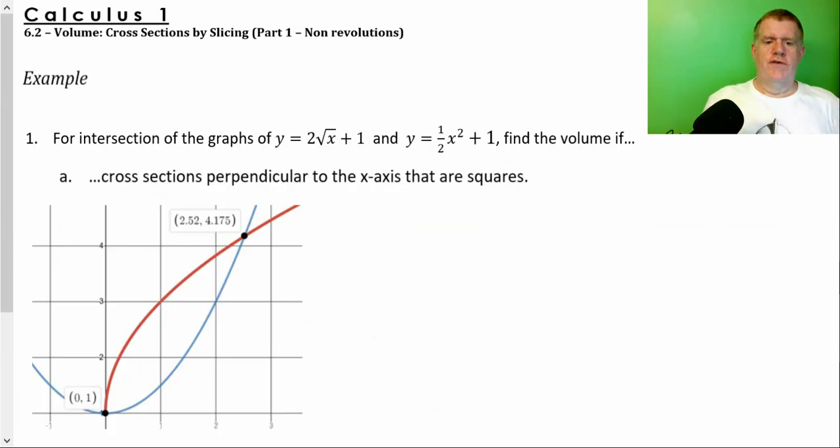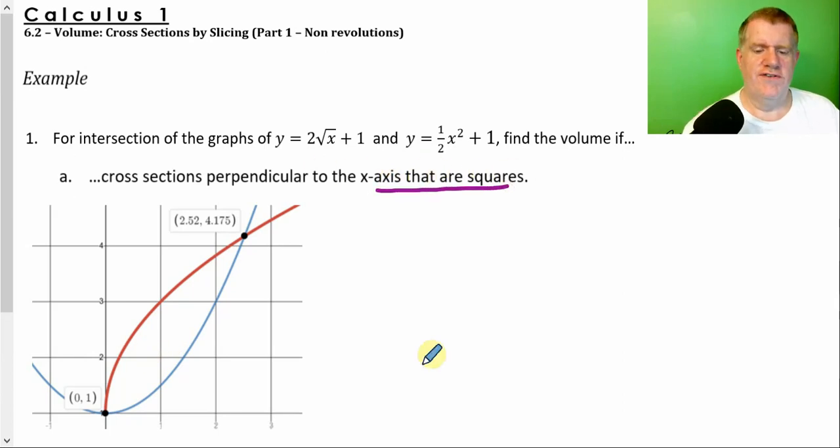All right, I've given you two graphs. y equals 2 roots of x plus 1 and y equals 1/2 x squared plus 1. They are graphed right here, and I have given you their intersection points. Question: what's the volume if the cross-sections perpendicular to the x-axis are squares? Now I'm saying the x-axis, and there's a reason I'm doing the x-axis, because later we're doing the y-axis. But if it's perpendicular to the x-axis, notice the distance between the two graphs is the distance from that graph to that graph. It's a y distance, but it's in terms of x.